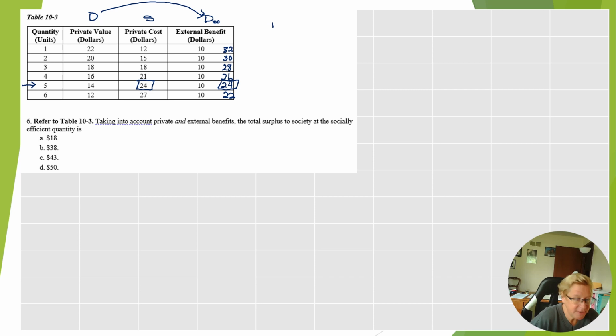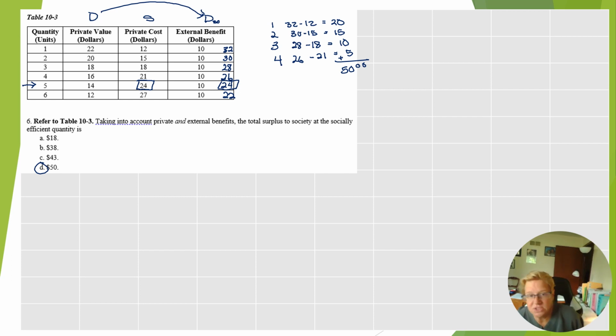So for our first unit, it's going to be 32 minus 12, which gives us 20. For our second unit, it's 30 minus 15, which gives us 15. For our third unit, it's 28 minus 18, which gives us 10. And for our fourth unit, it's 26 minus 21, which gives us 5. If we add all those together, we get $50 as the total surplus at the socially efficient quantity.